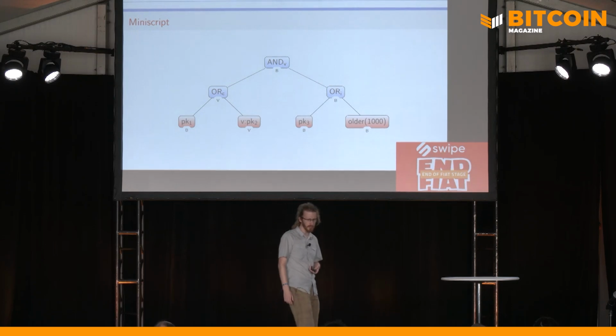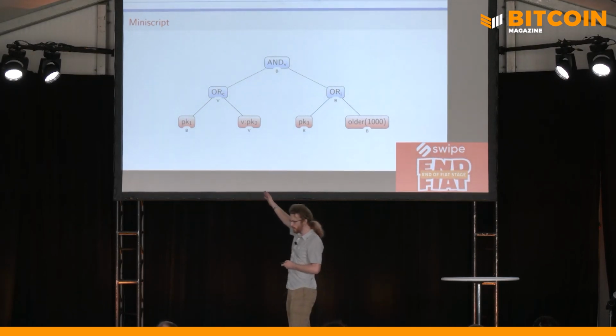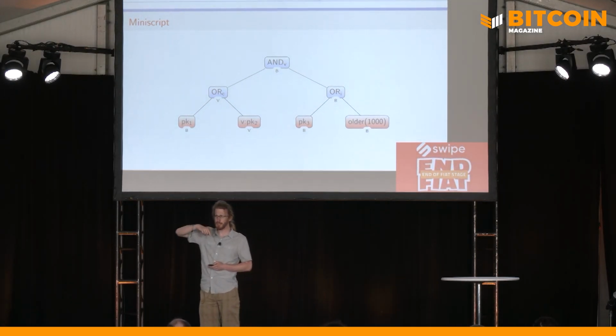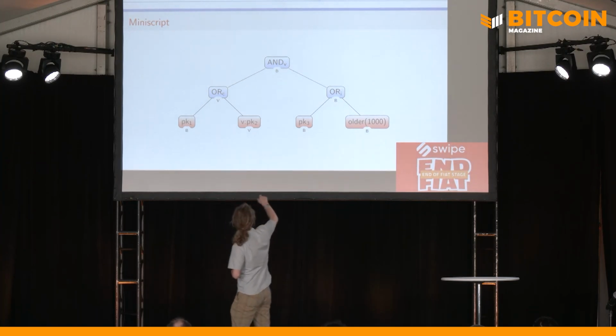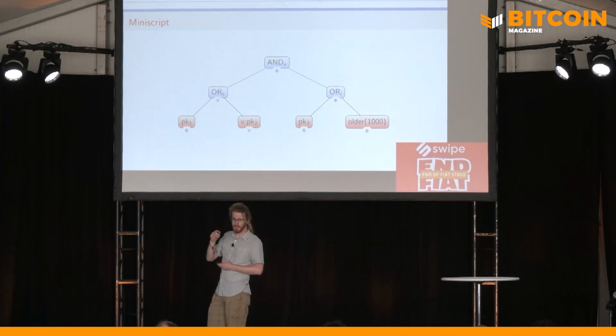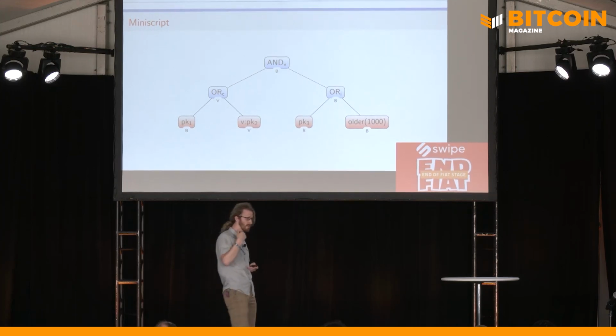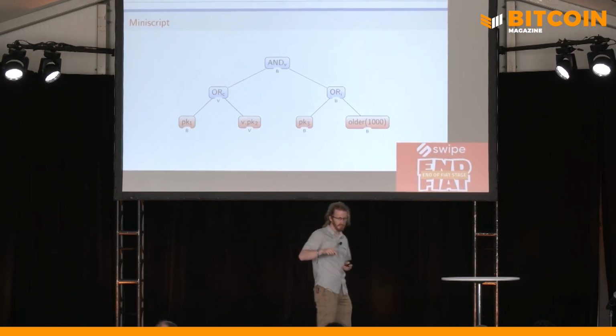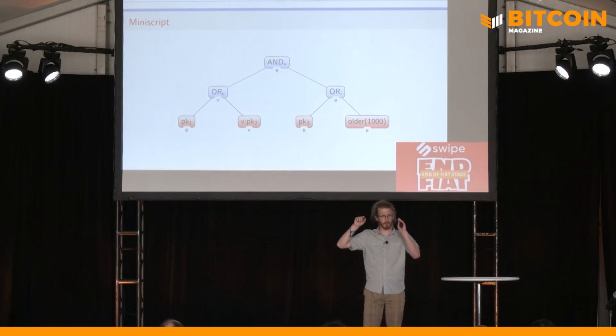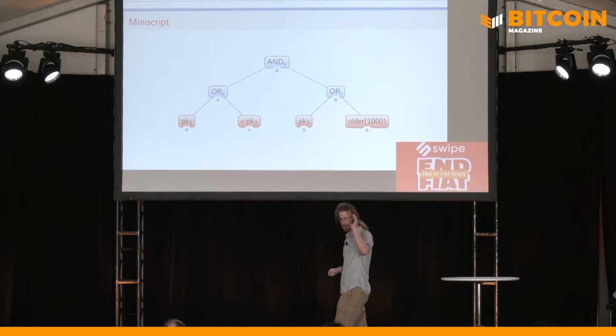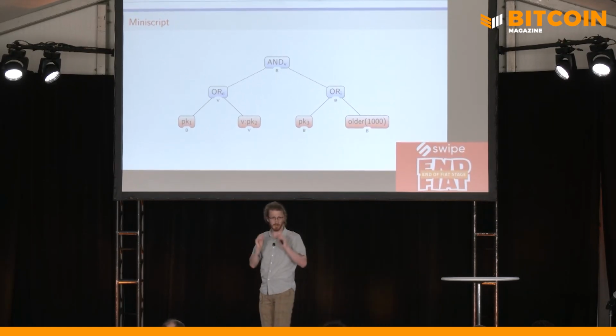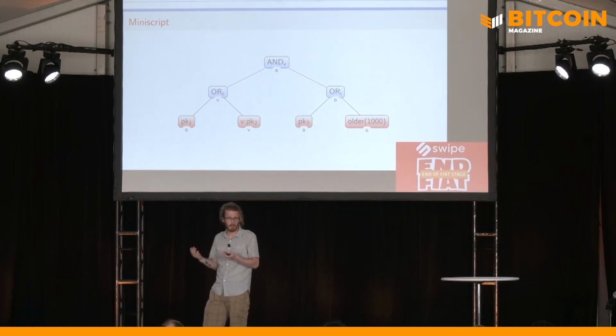back to this tree. Imagine that over here, PK1 said these coins are only allowed to go to address A. And PK3, rather than being a public key, said these coins are only allowed to go to address B. Well, now your miniscript has an AND at the top where the coins have to go both to address A and to address B. That's impossible, right? It's logically impossible.